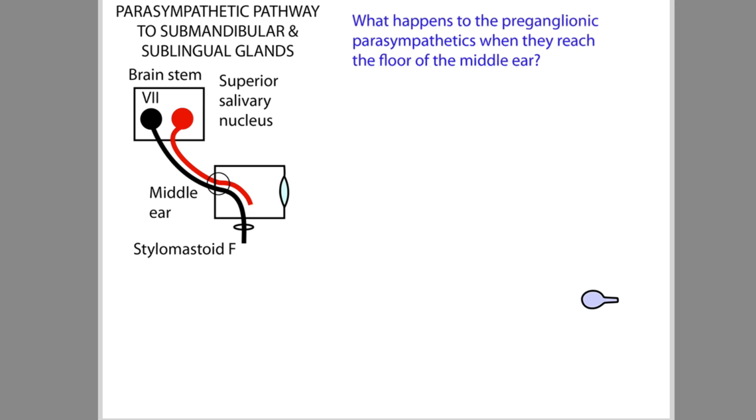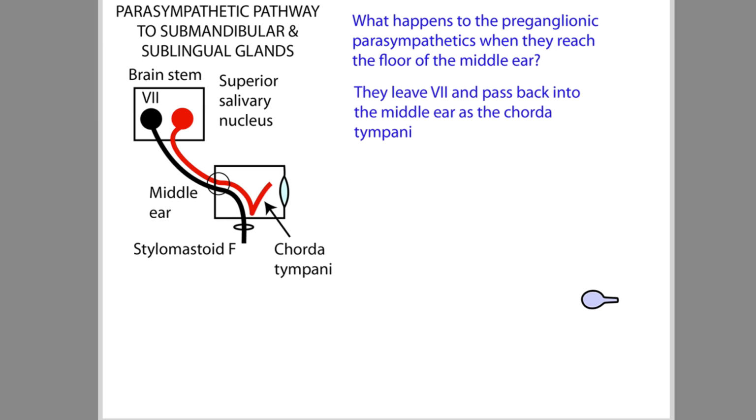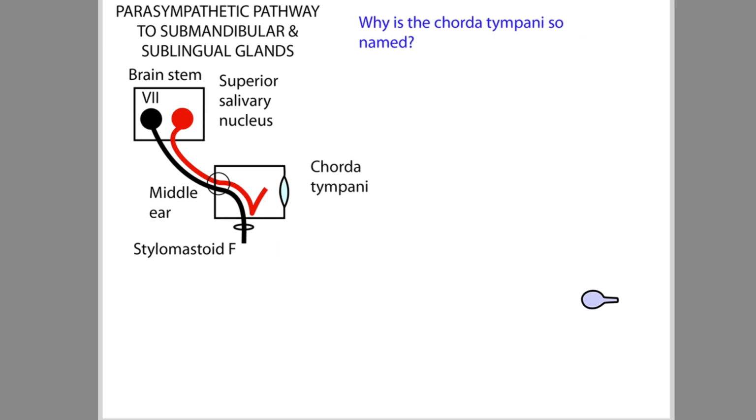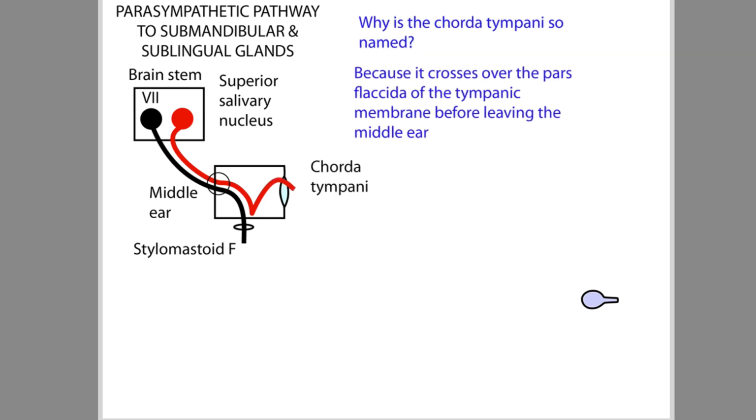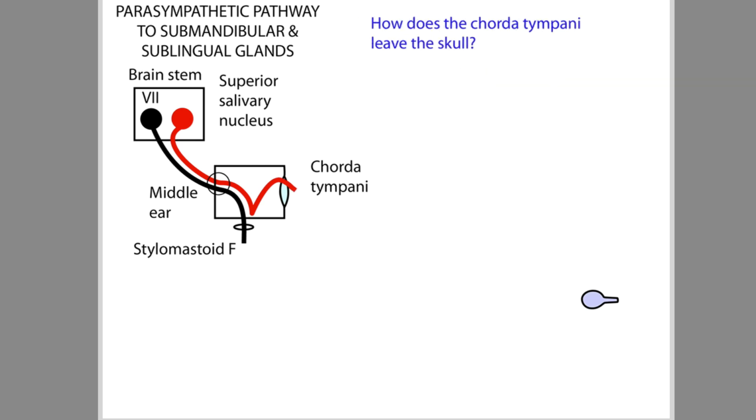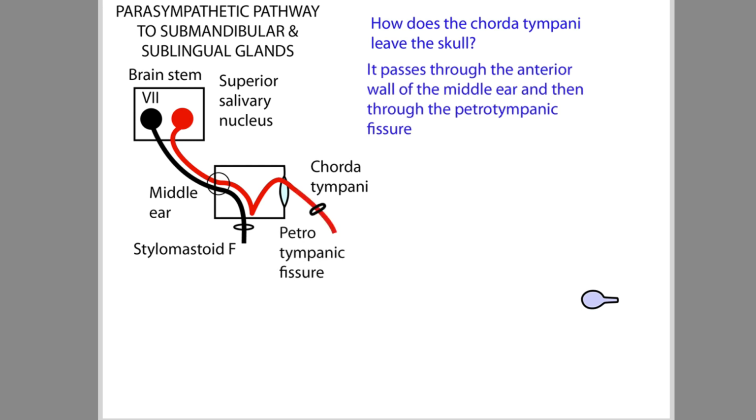So now we must ask, what happens to the preganglionic parasympathetic fibres when they reach the floor of the middle ear? We see that they leave the facial nerve and pass back into the middle ear as the chorda tympani. Why do we call it the chorda tympani? This is because it crosses over the pars flaccida of the tympanic membrane before leaving the middle ear. How does the chorda tympani actually leave the skull? Well, it passes through the anterior wall of the middle ear and then through the petrotympanic fissure.